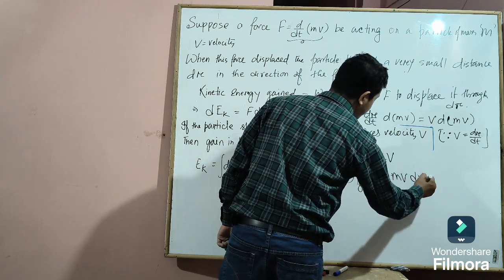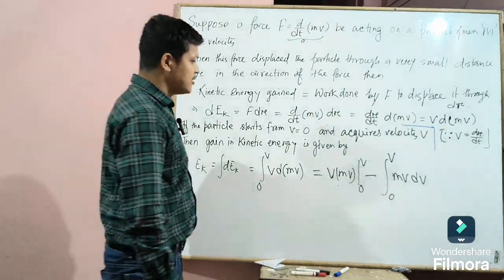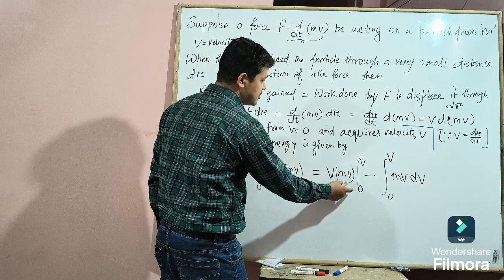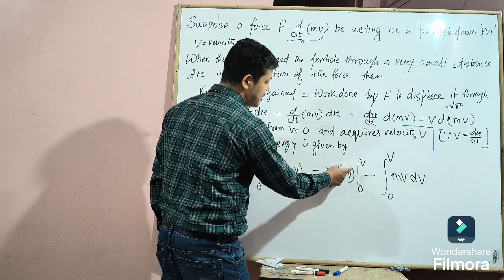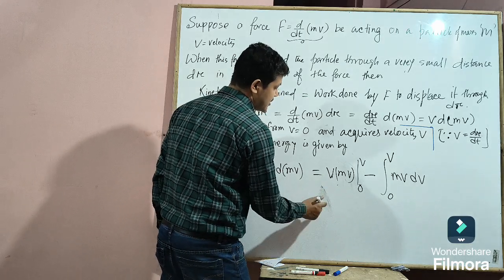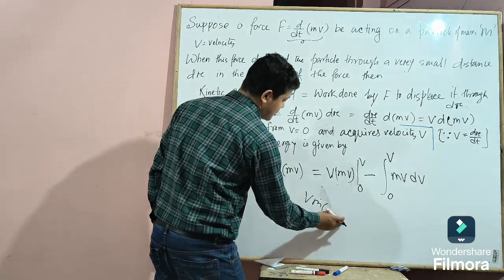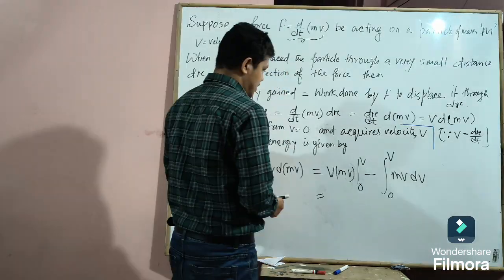MV dV. We can write this way, right? MV dV. Now if you put the upper limit, then subtract whatever value you get putting the lower limit. Put upper limit and lower limit, then what are you gonna get? You're gonna get the same value. You're gonna get v minus 0, that's gonna be again vmv, that is v square, right?